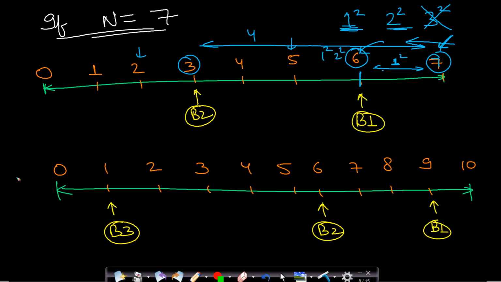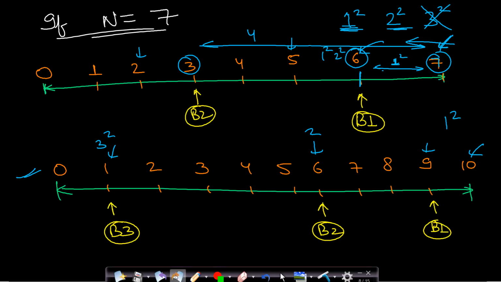So if we see this second example, in this case as well, if you consider this 10 as your starting point, then you can put a breakpoint at 1 square difference, which will be at 9, at 2 square difference, which will be at 6, and at 3 square difference, which will be at 1. Okay, so I think you understood this breakpoint approach.